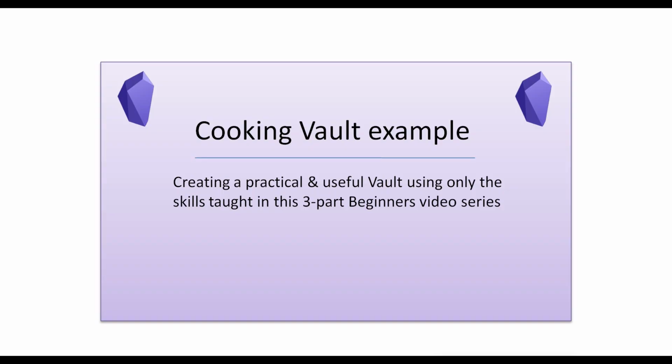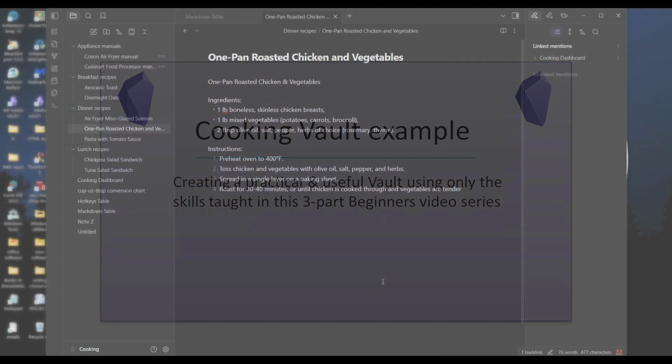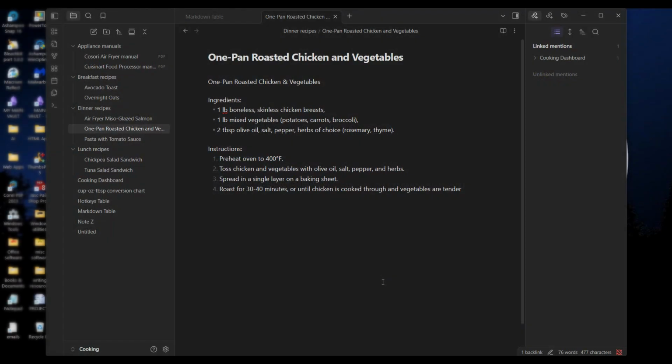Okay, before we conclude this series, allow me to demonstrate that we can actually create a functional and useful Obsidian Vault using only the information that I've presented in this series. Okay, I'm in a vault. It's titled the Cooking Vault. And what I've done is I've made some recipes for breakfast meals, lunch meals, and dinner meals, and a few other things. And I made a vault for this.